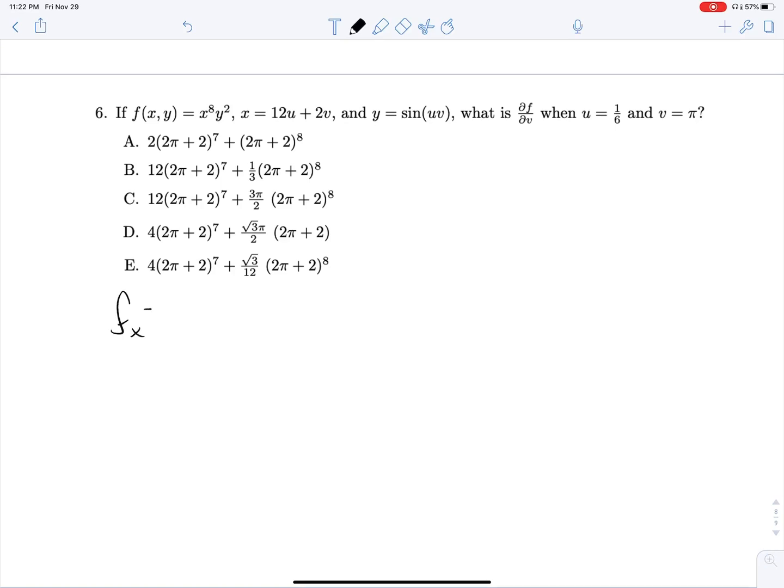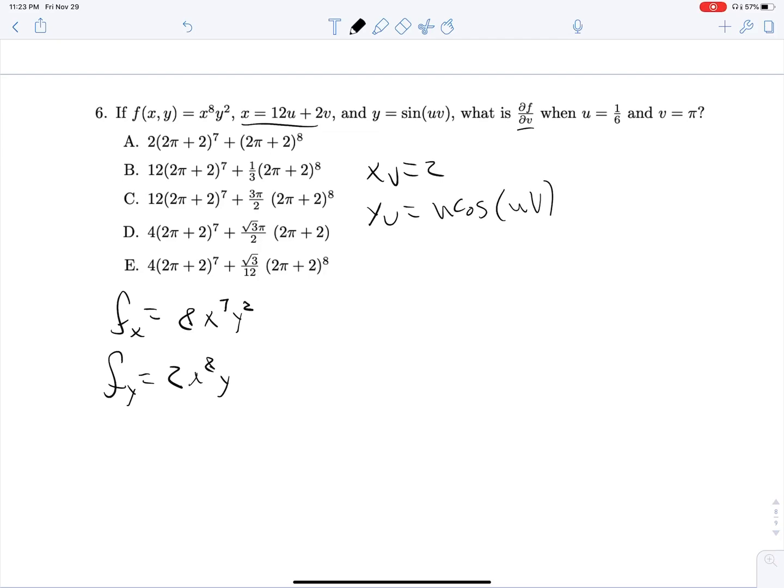Okay, so fx is going to be 8x to the 7th y squared. Fy is going to be 2x to the 8th y. We're looking for the derivative with respect to v, so xv is going to be 2, yv is u cosine uv, where u is 1/6 and v is pi, so the cosine of pi over 6 is going to be root 3 over 2, times u is going to be root 3 over 12. And over here, this is still equal to 2.